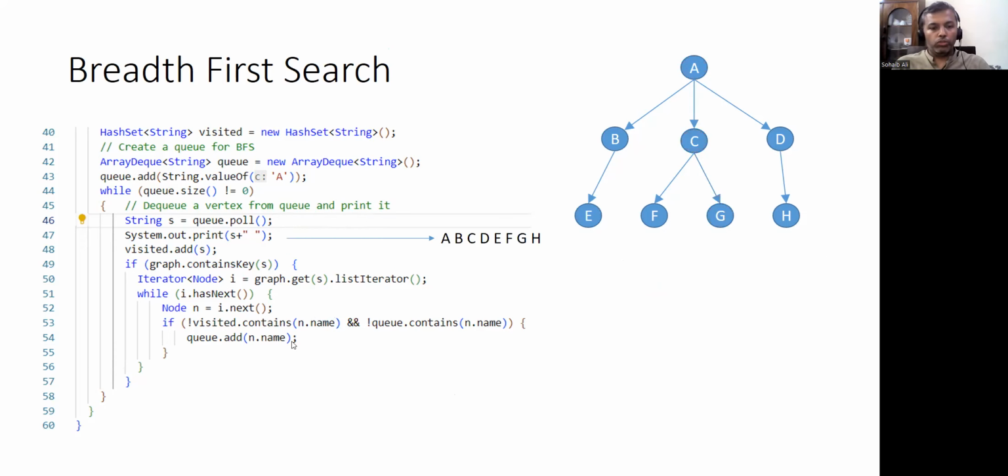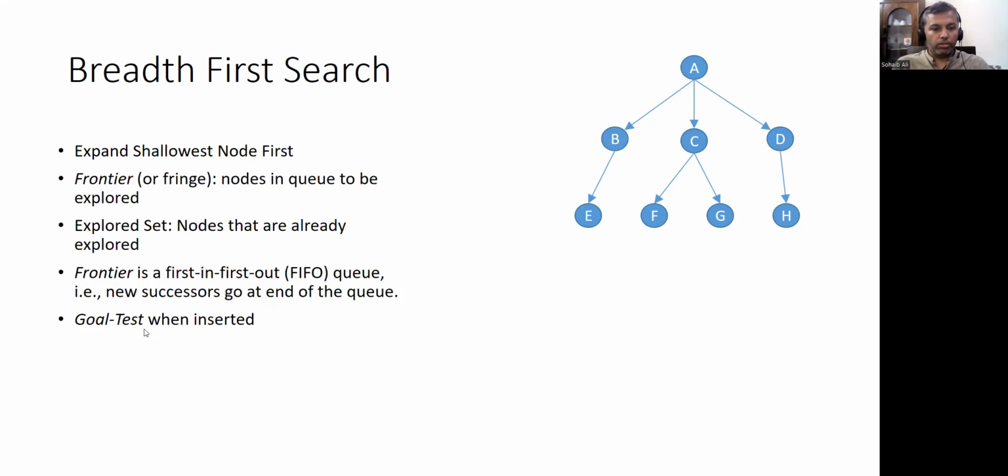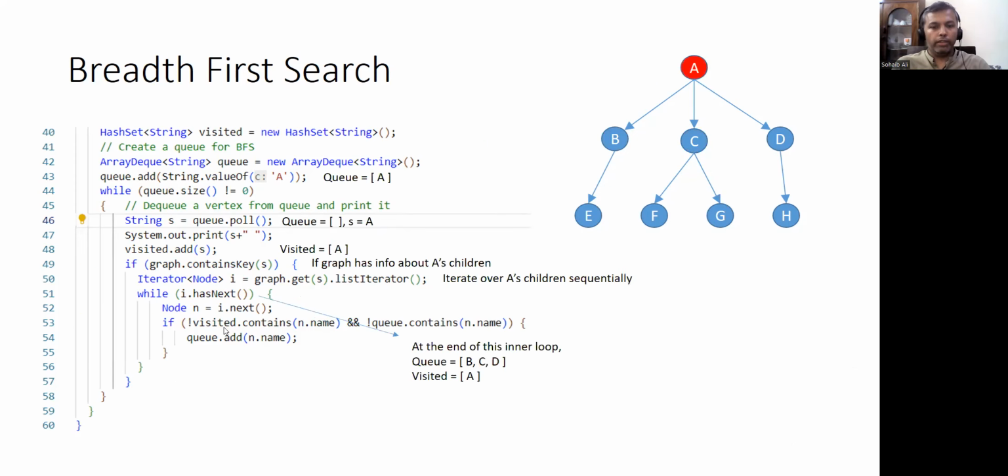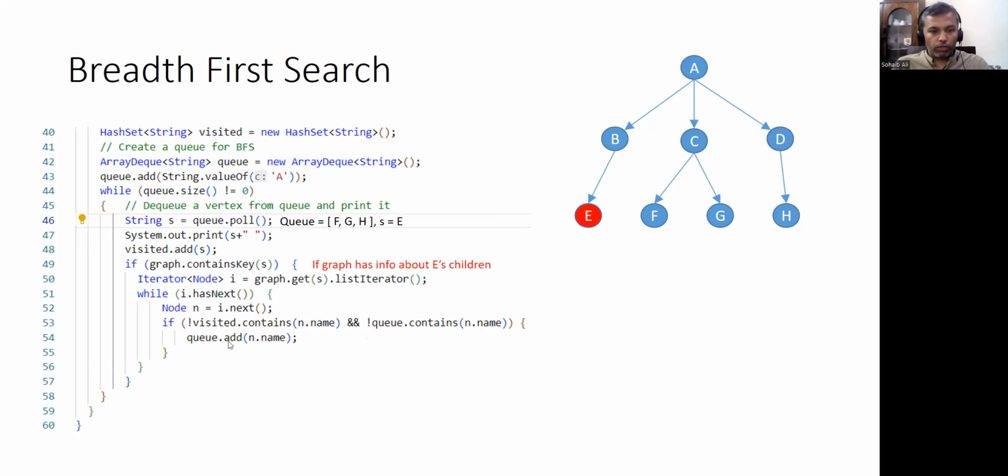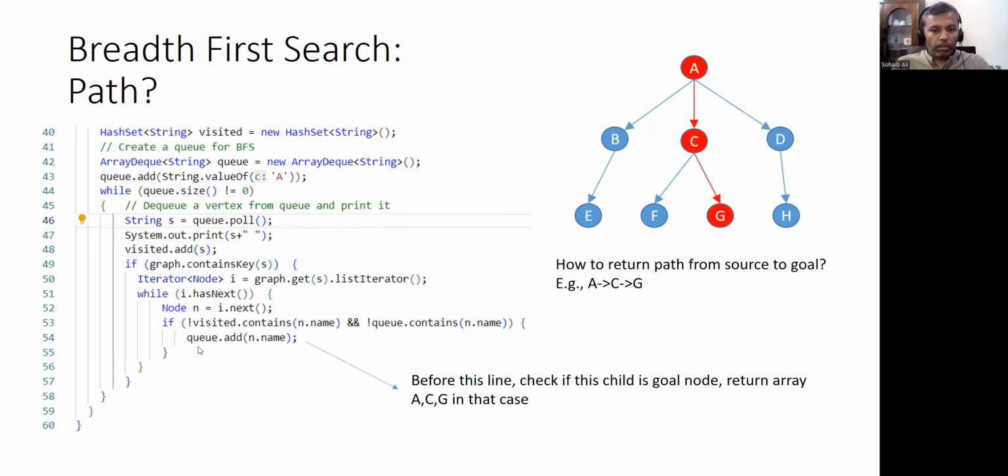So this boils down to what I mentioned, that the goal test should be done when inserted, and by that I mean that once you insert something into your queue, do this test of whether or not this end node is your goal node. In that case, just give me the whole path that exists from your current node n to its parent, and then to its parent, and so on and so forth.